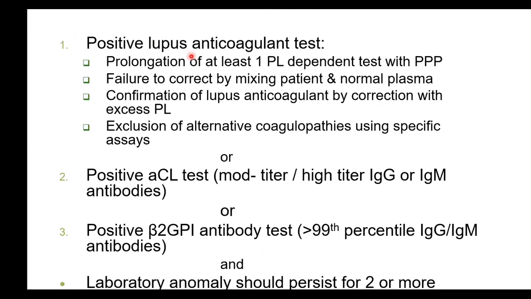So for the laboratory criteria, we should have a positive lupus anticoagulant test, positive ACL test, or positive beta 2 glycoprotein test. This is quite specific for anionic phospholipids and antibodies generated against them, and should persist on 2 or more occasions 12 weeks apart. And when you talk about lupus anticoagulant, it should be demonstrated by more than one method.